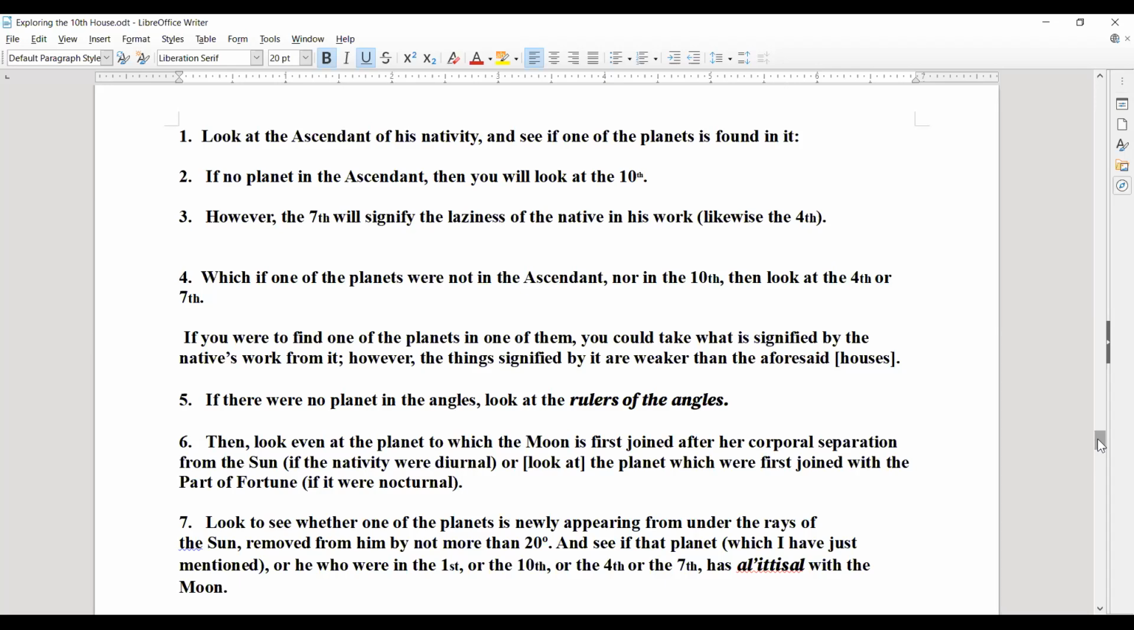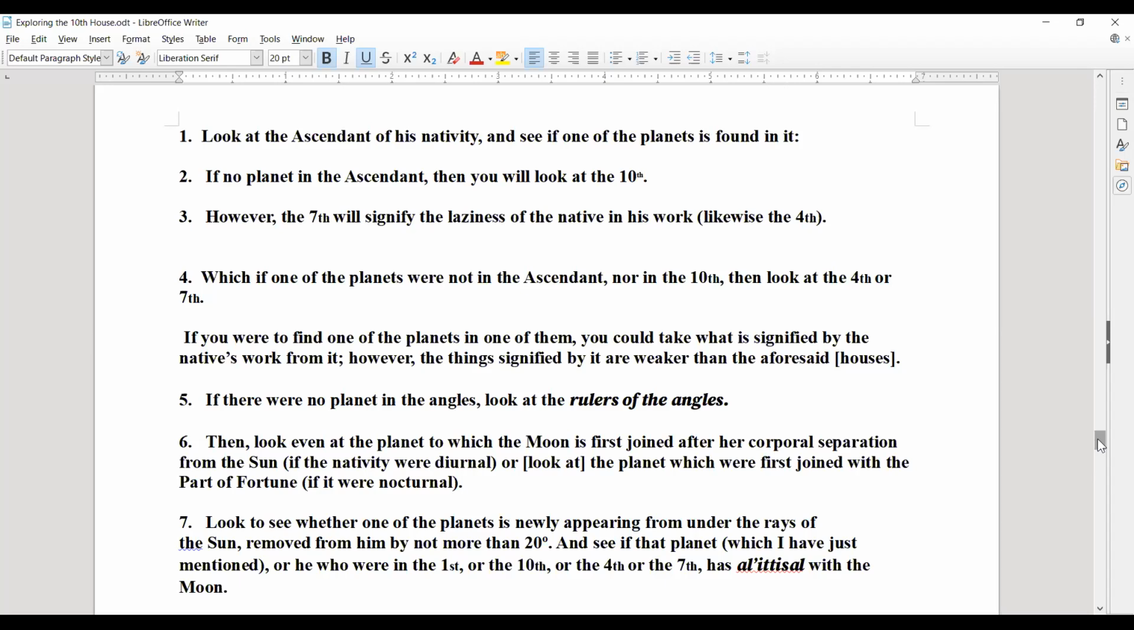Then we would go to the 7th and look at how he says it will signify the laziness of the native in his work. Also in the 4th. So basically, he's saying if there isn't a planet in the 1st, look to the 10th. If there isn't a planet in the 10th, look to the 7th. If there isn't a planet in the 7th, look to the 4th. So do that now. Look at your chart. Is there a planet in the ascendant? Is there a planet, especially if you have many planets in the first house, like Lily, who's the closest to the ascendant? And then also, who's the strongest?